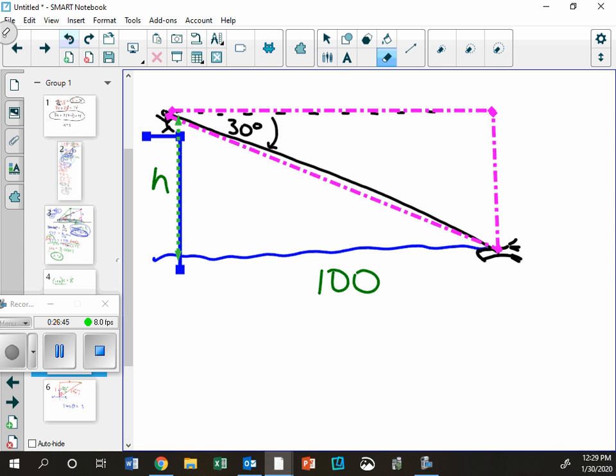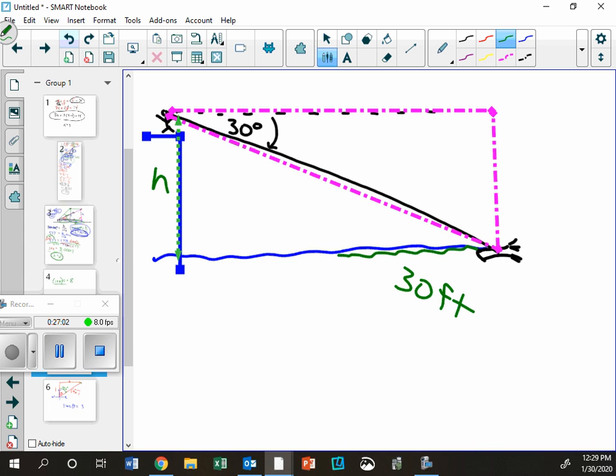All right, erase the 100. We don't know if it's 100. We know that the whale swims along towards us for 30 feet. And our new angle of depression, I'm going to make this a bright blue. Our new angle of depression, would you agree it's bigger than 30?